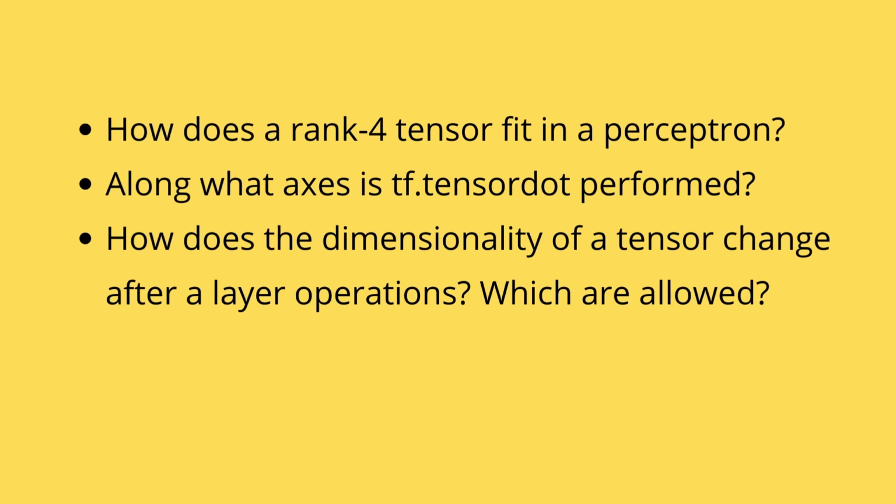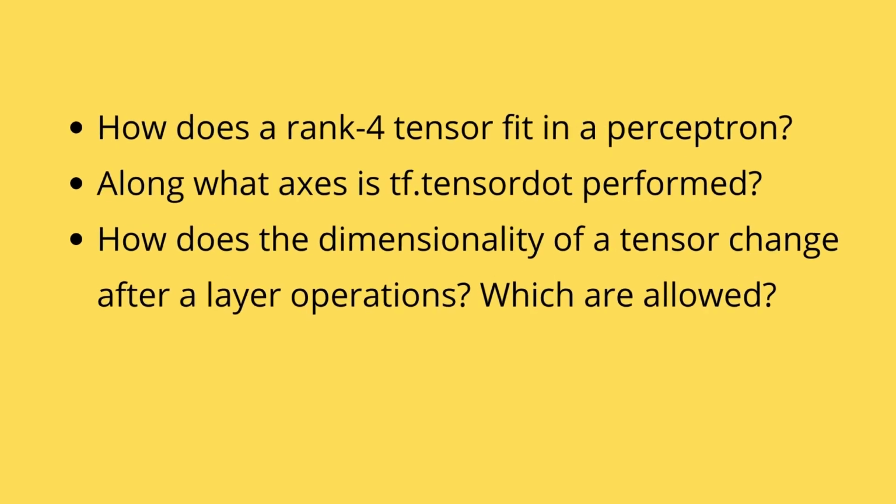Or if you want, three simple questions. How does a rank 4 tensor fit into a perceptron? Along what axis is tf.tensordot, the outer product, performed? And how does the dimensionality of a tensor change after a tensor layer operation? And are there limitations given the dimensionality of the different inputs?